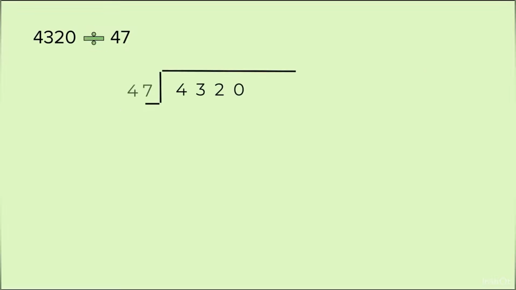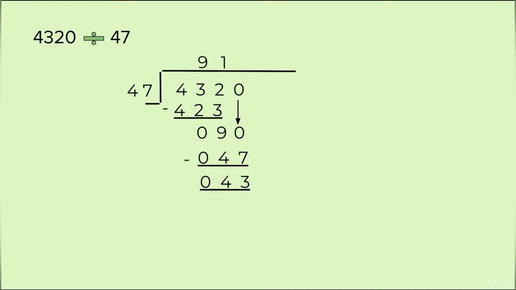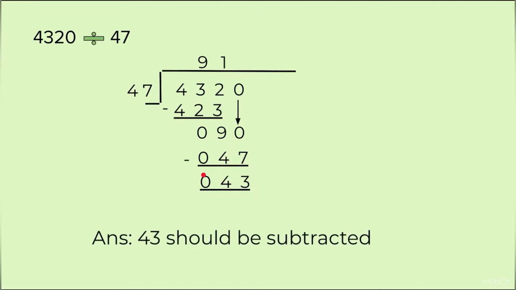So we make the division symbol, write 4320 inside, 47 outside. When we divide, we get 91 as the quotient and 43 as the remainder. So we will subtract 43. 43 should be subtracted. That is the least number that when subtracted from 4320, whatever number we'll get, that number will be divisible by 47.